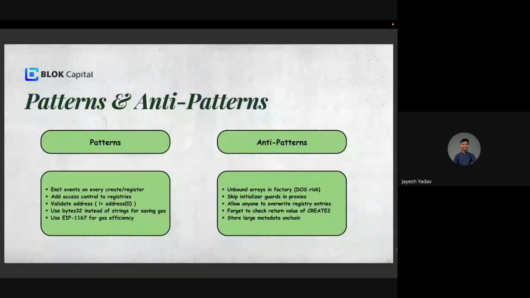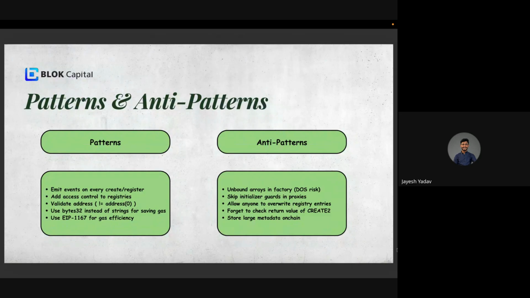Fourth point is always use bytes32 instead of strings for saving gas. Whenever you are storing anything on chain, if you want to map something with a string, like your name with an address, always instead of the name, just make it a hash. You use the Keccak256 algorithm, or any other, to convert the name into bytes32. So it saves a lot of gas fees on chain. It just converts it into a very small value, so it becomes very easy and saves a lot of gas.